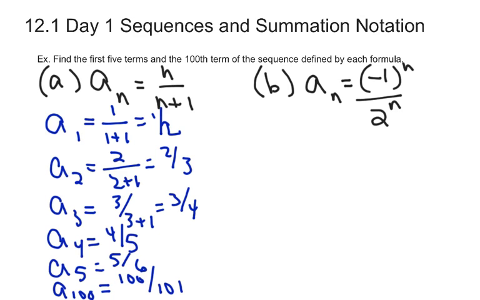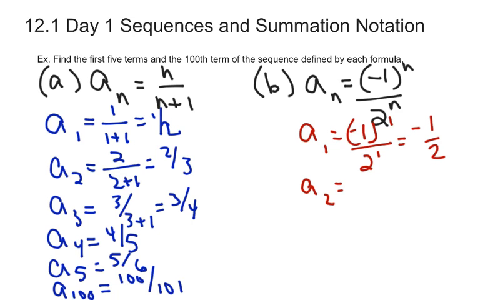For the second definition, a sub n is equal to -1 to the nth power over 2 to the n. A sub 1 is going to be -1 to the first power over 2 to the first. Well, the way that powers of -1 work is if the exponent is an odd number, the answer is going to be negative. So -1 to the first power is -1. It's going to be -1/2.